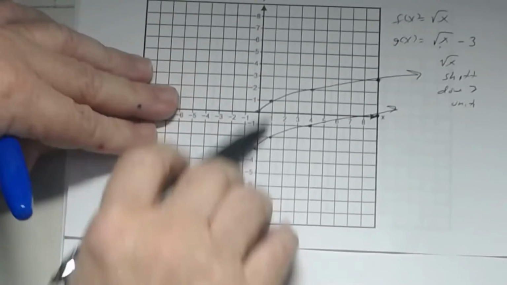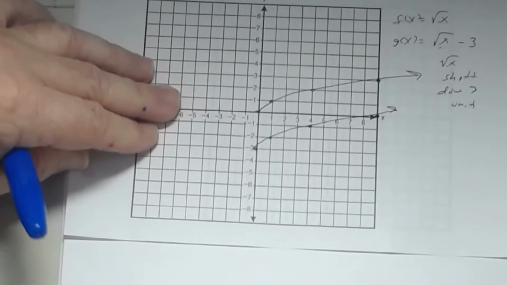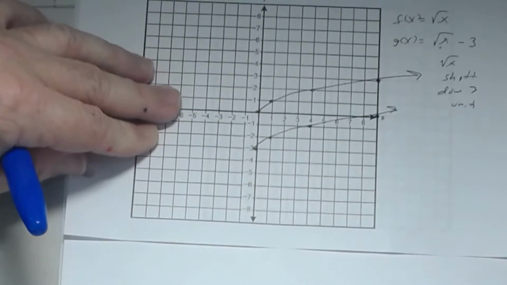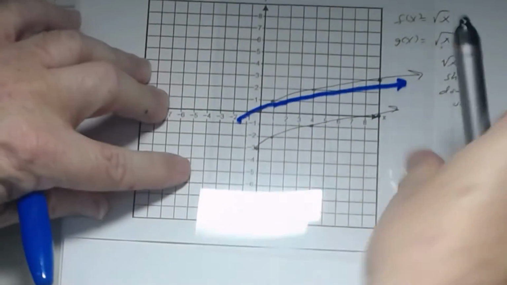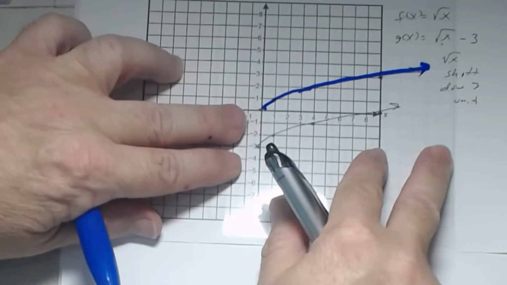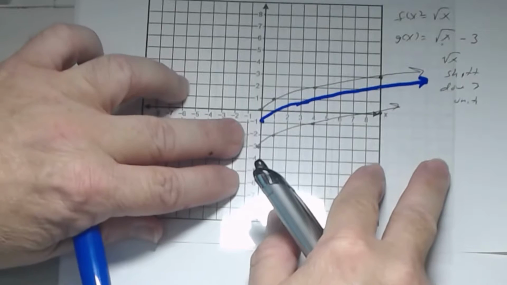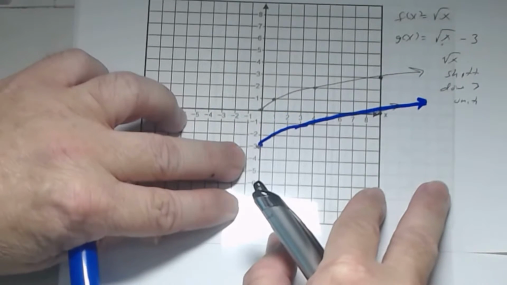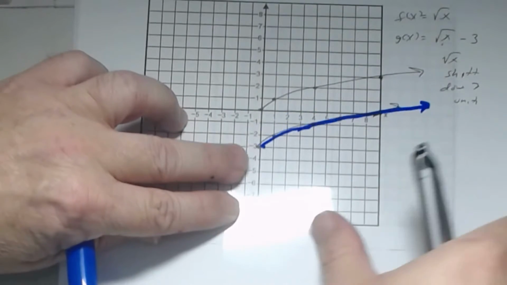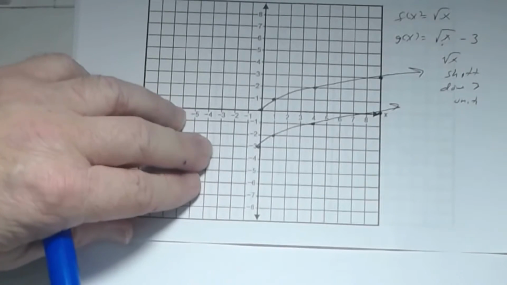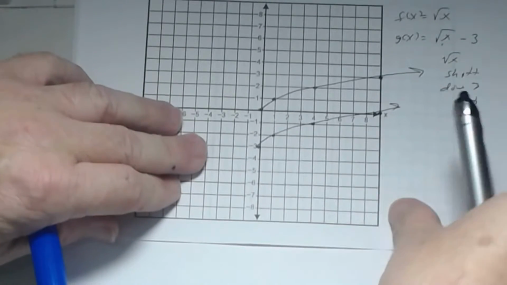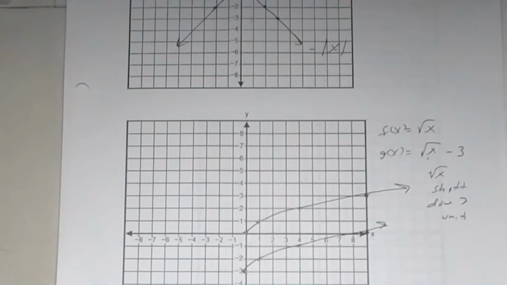Do the best you can. Just make it look like it's been shifted down 3. Let's see if it works. So I had this, right? And I go down 3: 1, 2, 3. And that's what I get. Any questions on that? You got it? All right. Now, let's look at one that looks like this. Let's suppose we had this.